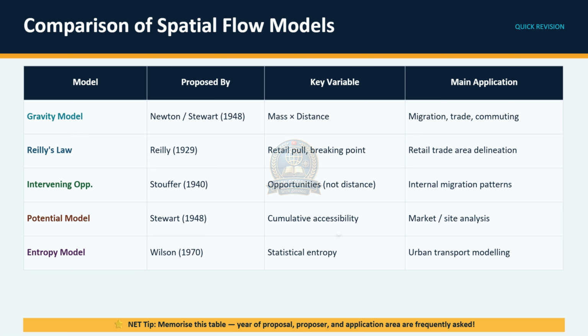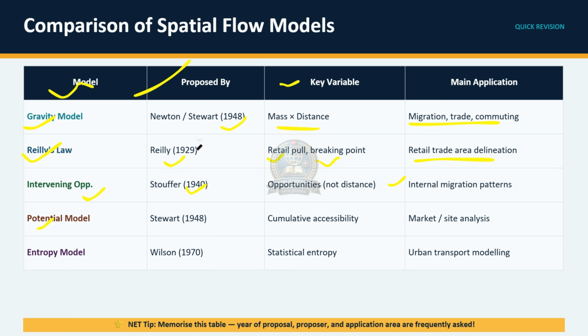Okay. Here is a comparison of spatial flow models by proposer, key variables and main application. The gravity model, proposed by Newton and Stewart in 1948: key variables are mass and distance; main applications are migration, trade, and commuting. Reilly's law, by Reilly in 1929: key variables are retail pull and breaking point; main application is retail trade area delineation. Intervening opportunities theory, by Stouffer in 1940: key variable is opportunities, not distance; main application is internal migration patterns.